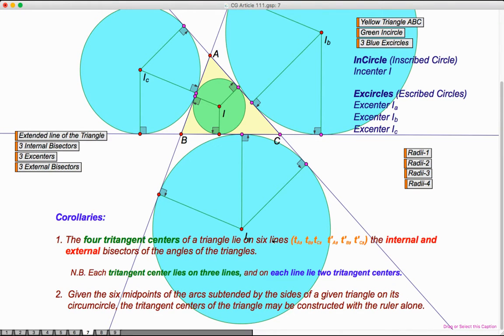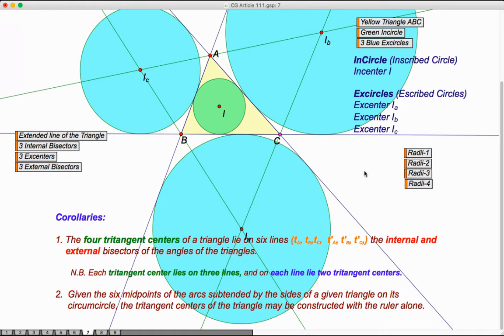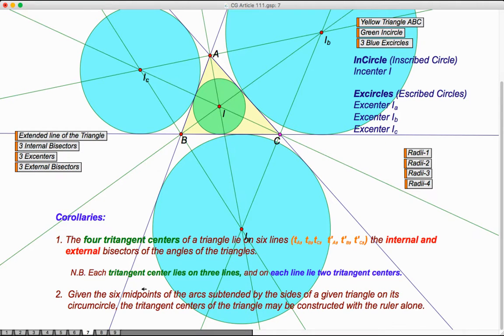So, the first corollary is from Article 119, and it says that the four tritangent centers lie on 6 lines. Where are the 6 lines here? Let's consider the 3 external bisectors. Let me hide this, hide this, and hide this. Okay? The 3 external bisectors and the 3 internal bisectors. The 4 tritangent centers lie on 6 lines.